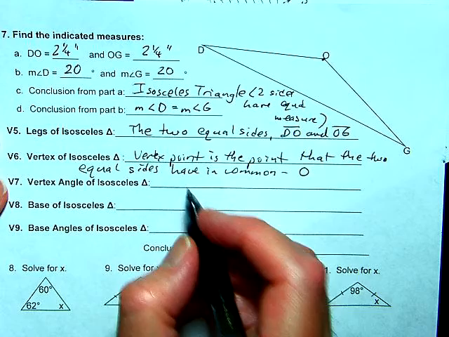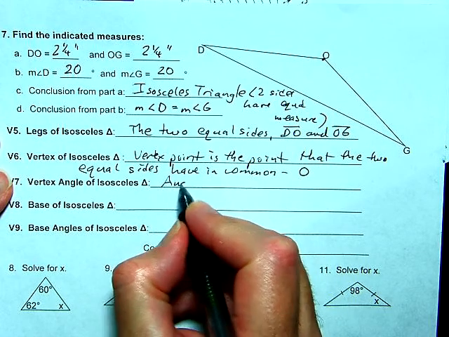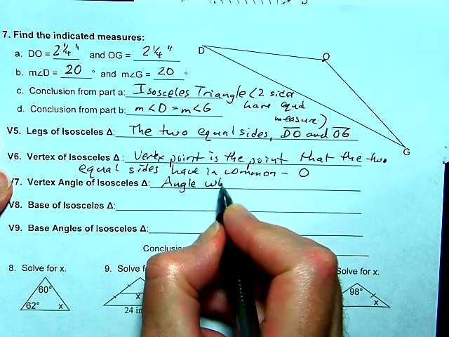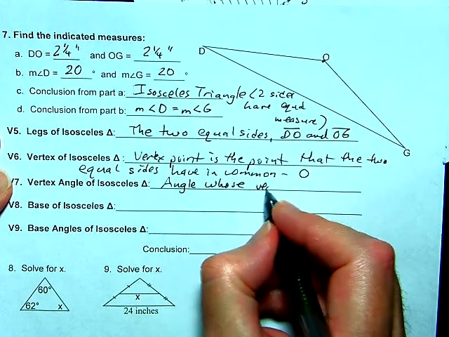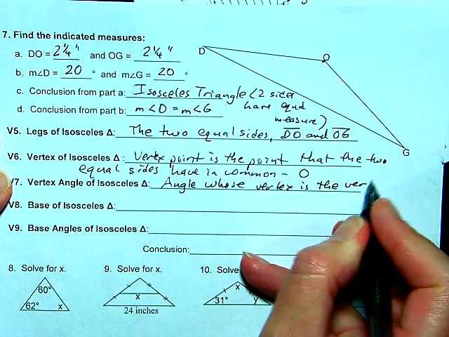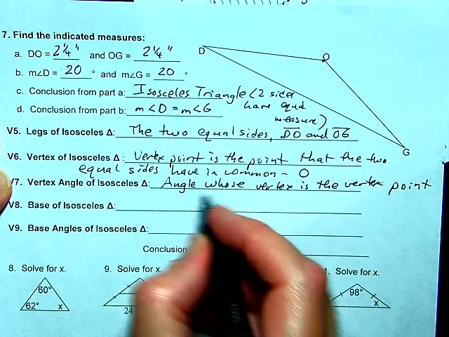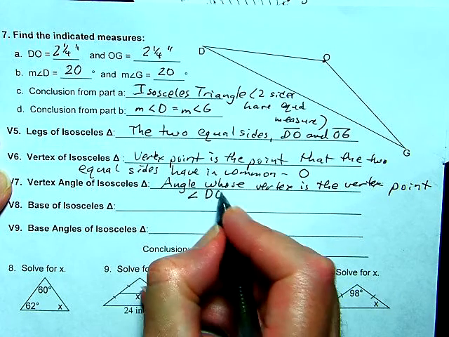So the vertex angle of the isosceles triangle is the angle whose vertex is the vertex point. And in this above triangle, it would be angle DOG.